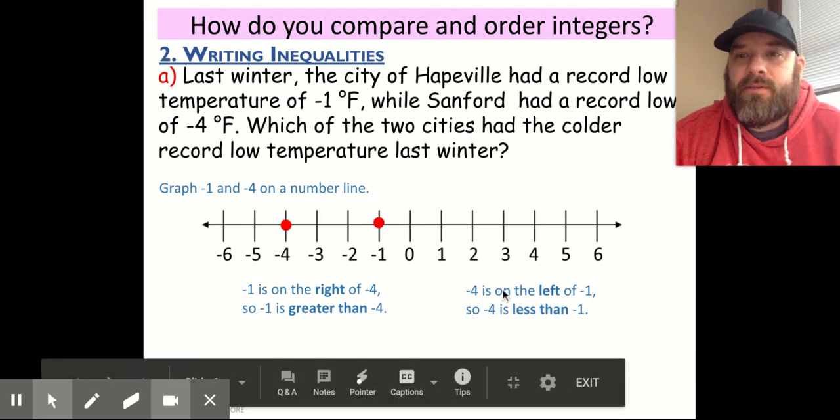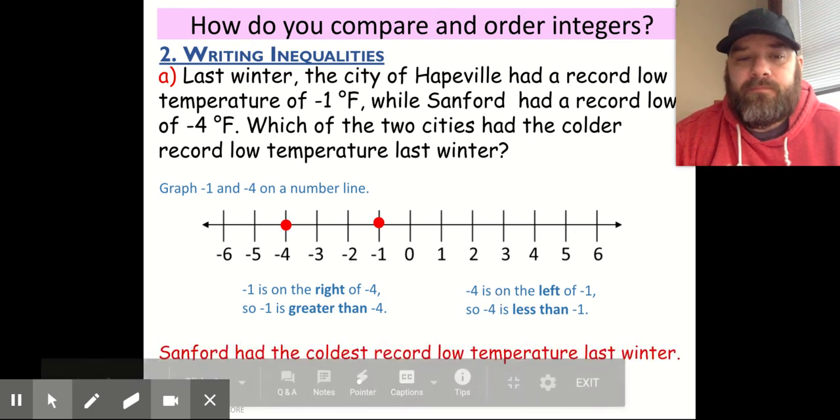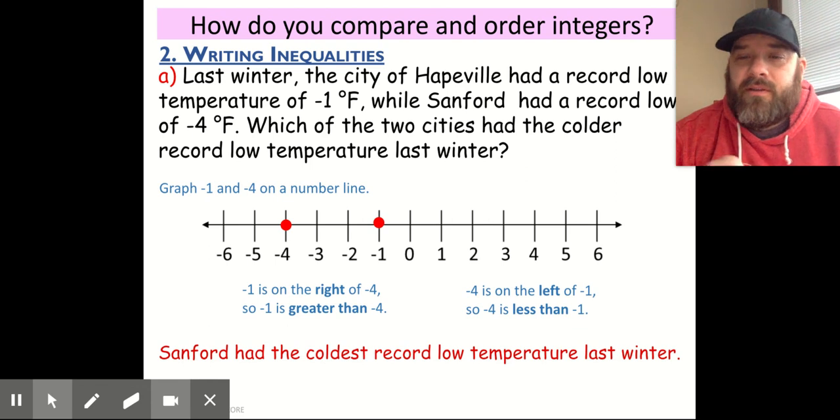So both of these statements are true. They can write inequalities two different ways. So Sanford, the answer to the question is Sanford had the coldest record low temperature last winter.